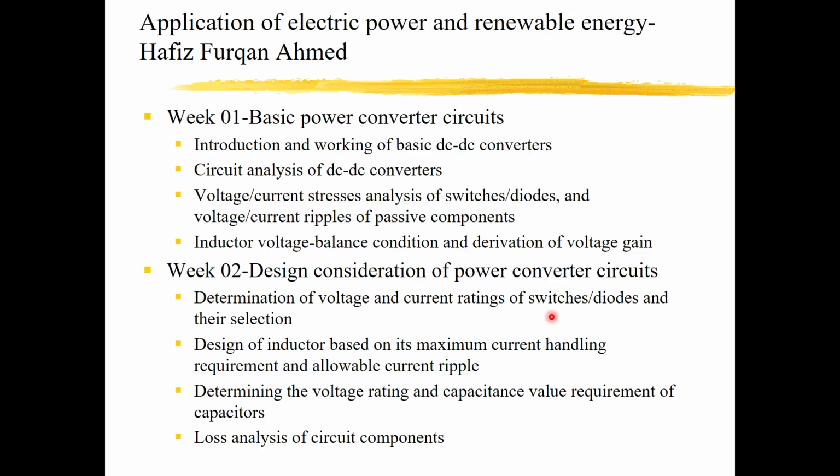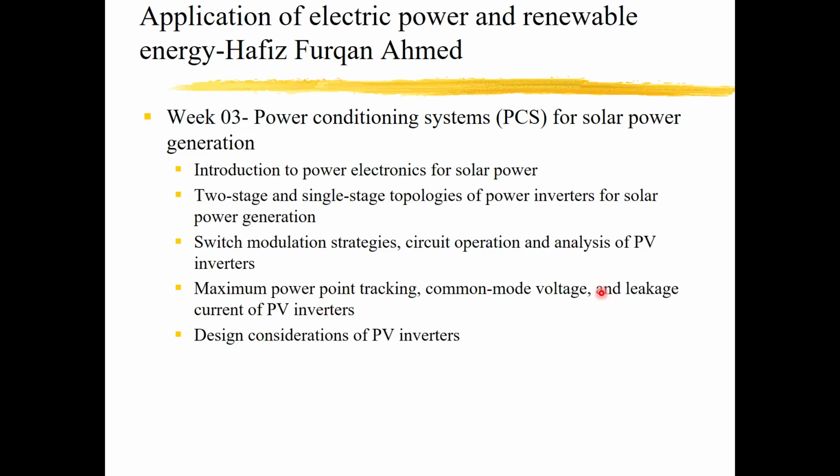And Professor Hafiz will also talk about power electronics. He will talk about the basic power converter circuits and the design considerations of the circuits. And in the third week, he will talk about power conditioning systems, PCS for short. Basically this is used for solar power or energy storage systems.